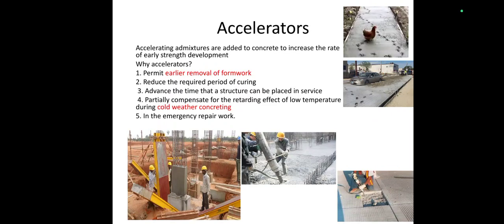The removal of formwork is based on the strength development. If you make the hydration reaction happen very fast and the strength gain is very fast, within one day 60 or 70% of the strength is attained, which means we can remove the formwork earlier and go for the next stage of construction. Thereby the overall project duration can be minimized. So in those cases we can go for accelerators.